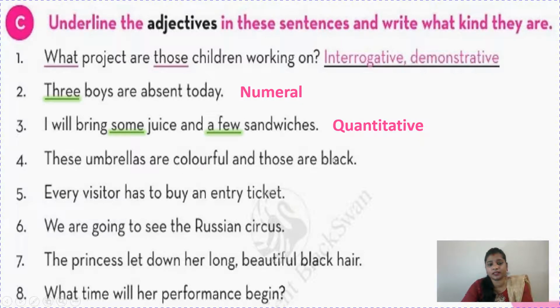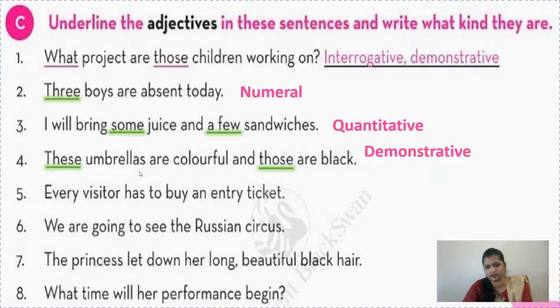These umbrellas are colorful and those are black. See children, these umbrellas. Umbrellas is a noun, and these is a demonstrative. Why? Because it is pointing to something, pointing to umbrella. Are colorful. Colorful is an adjective. And those are black. So those is demonstrative, because this, that, these, those, they all are demonstrative.